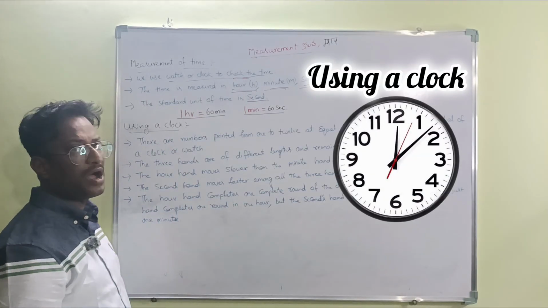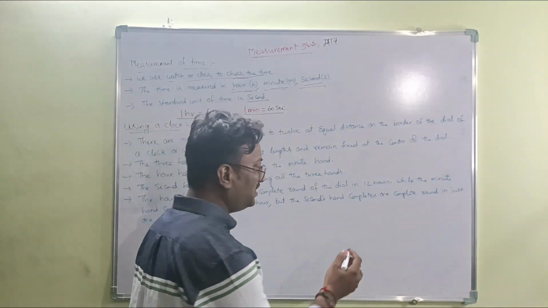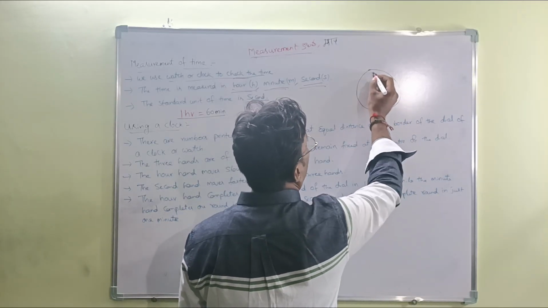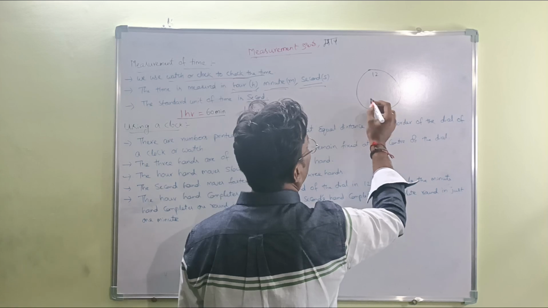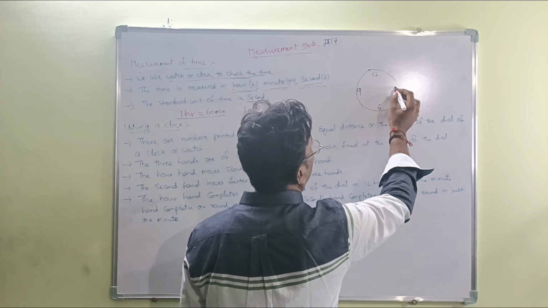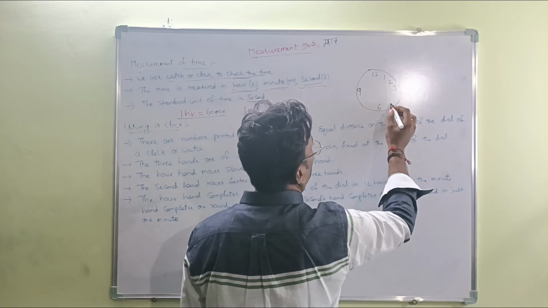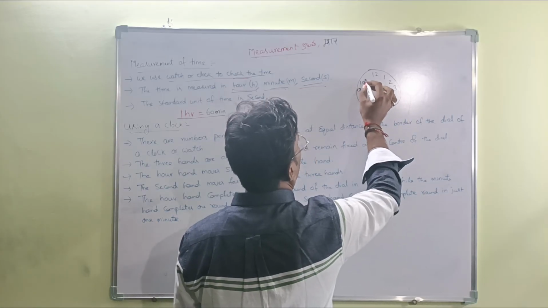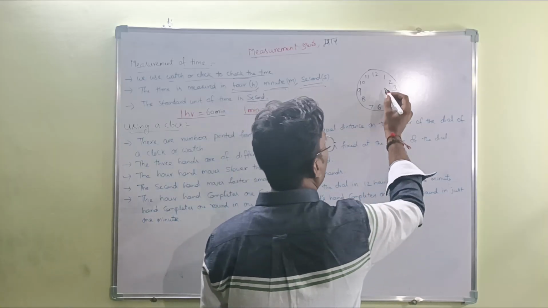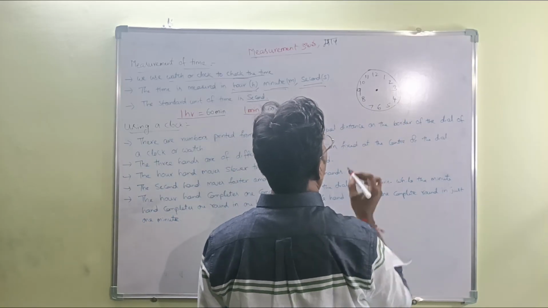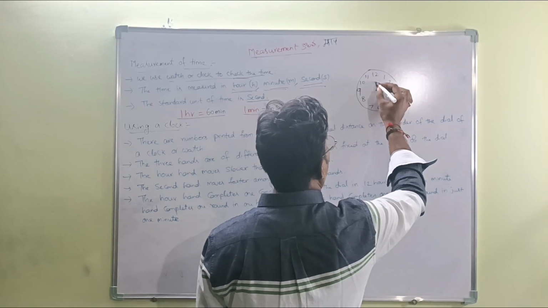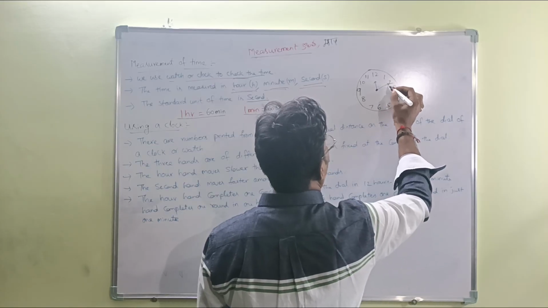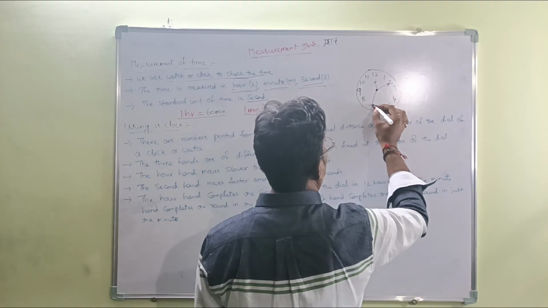How to use a clock? See kids, generally the clock is in round shape. There will be the numbers 12, exactly 6 and 9 and 3, 1, 2, 4, 5, 7, 8, 10 and 11. Exactly at the center, from the center you will have one hour hand, minute hand and seconds hand.